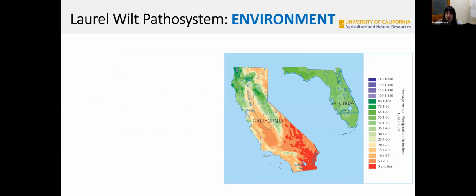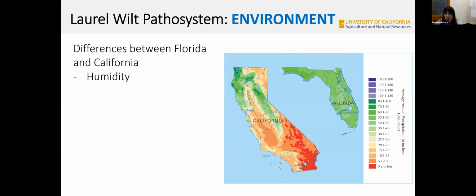So in terms of the environment, right now the disease is spreading throughout southern Florida in avocado, but obviously California is vastly different, and there are a couple of things that make this difference significant.